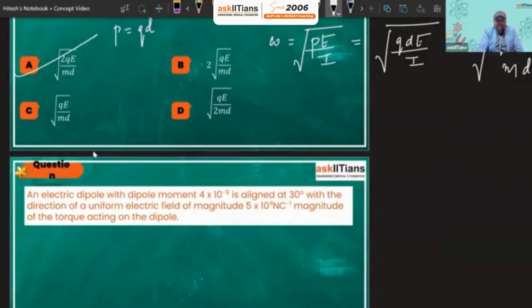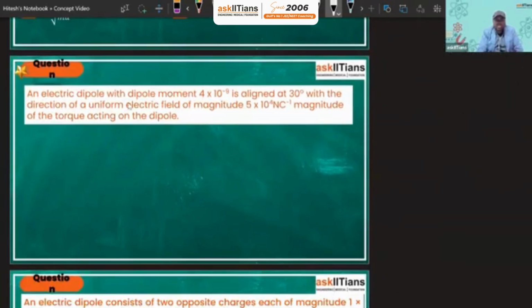All right. Then we have this question, simple. We have a dipole moment given, right? You have to find the givens. So this is our P. This is our theta, right? Then this is our E. We have to find the torque.